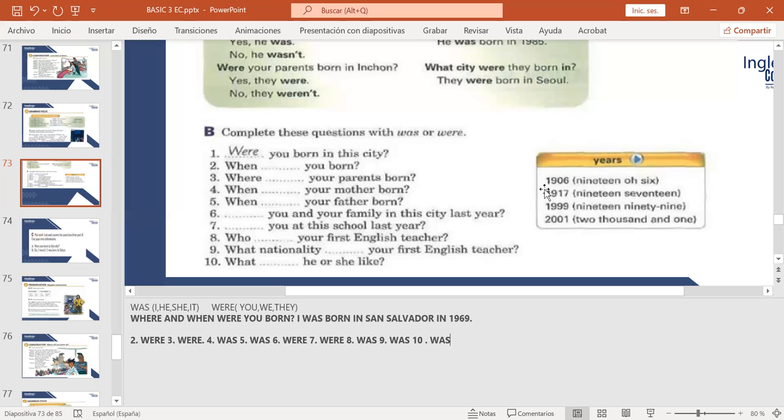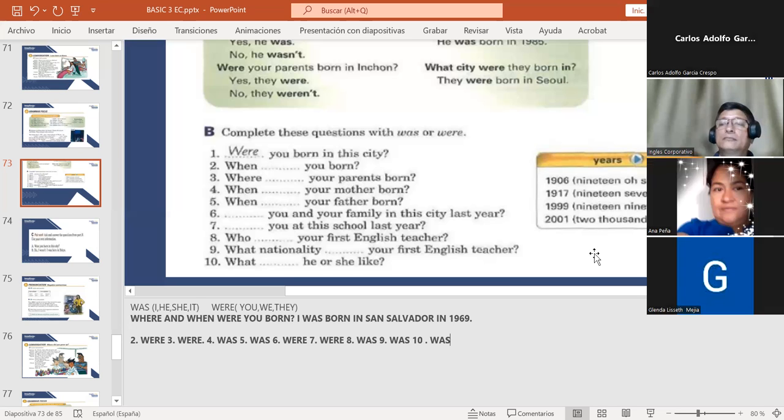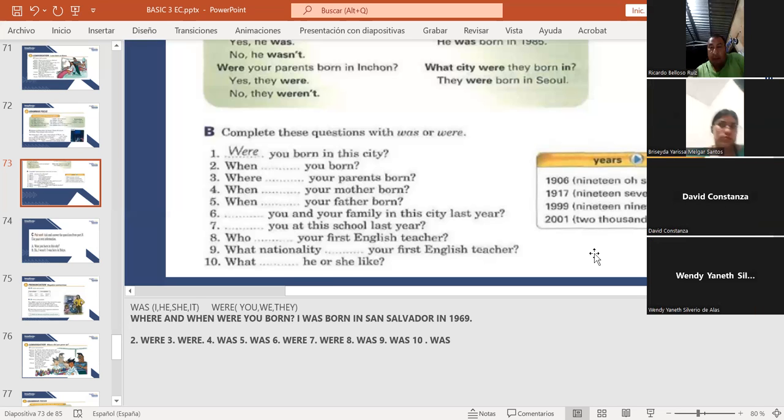So we say 1906, 1917, 1999, y del 2001 al 2009, 2001, 2002, 2003, hasta llegar 2009. Luego tenemos 2010, 2011, y ahí volvemos a partir. Any questions? Questions, my friends? No question. Everything is okay?